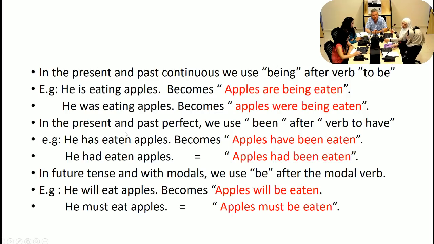Yes, we continue with how to change to the passive. In the present and the past continuous, we use being after the verb to be. For example, he's eating apples becomes apples are being eaten. So we use being after the suitable verb to be.